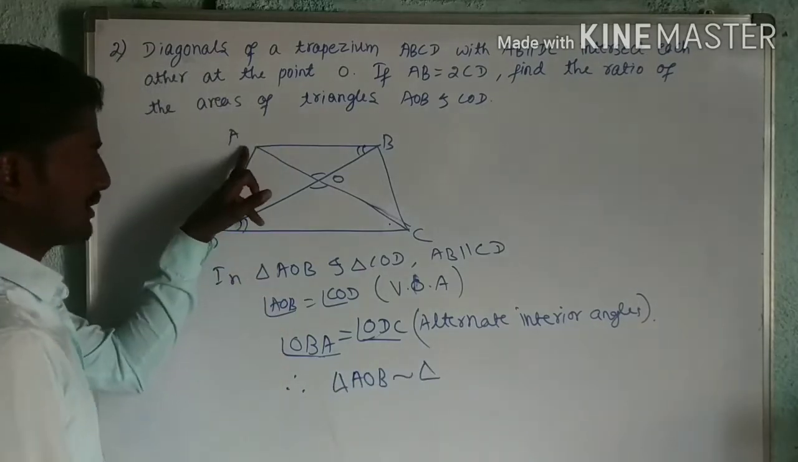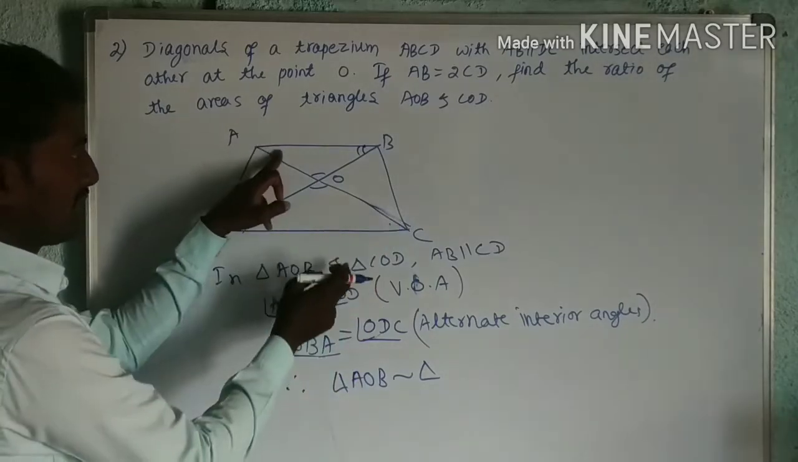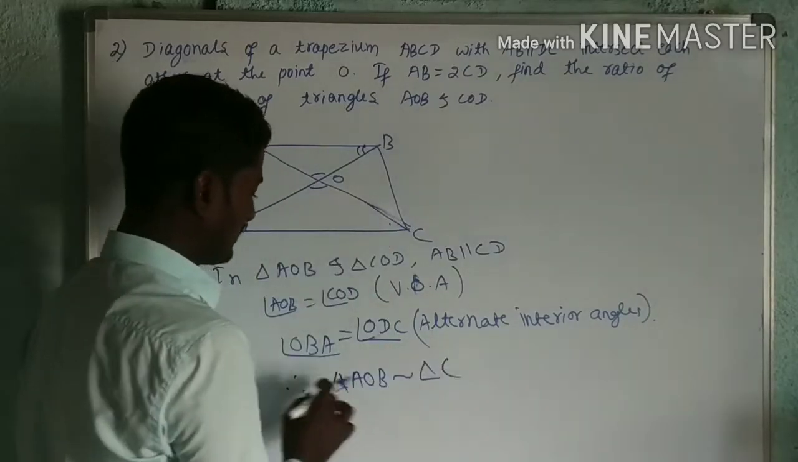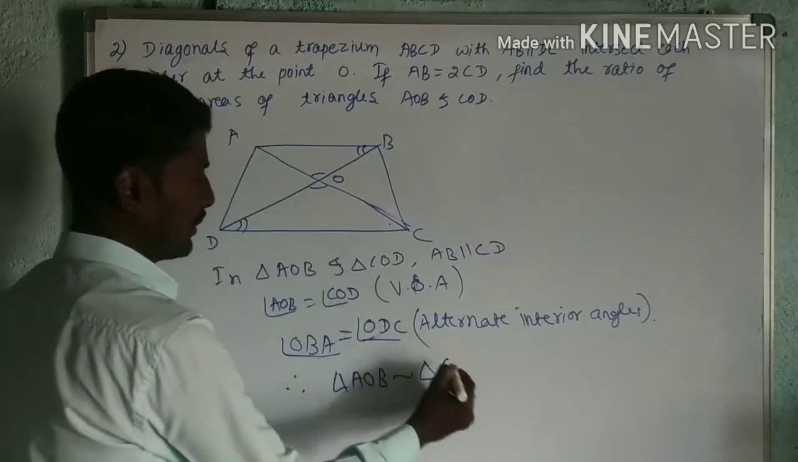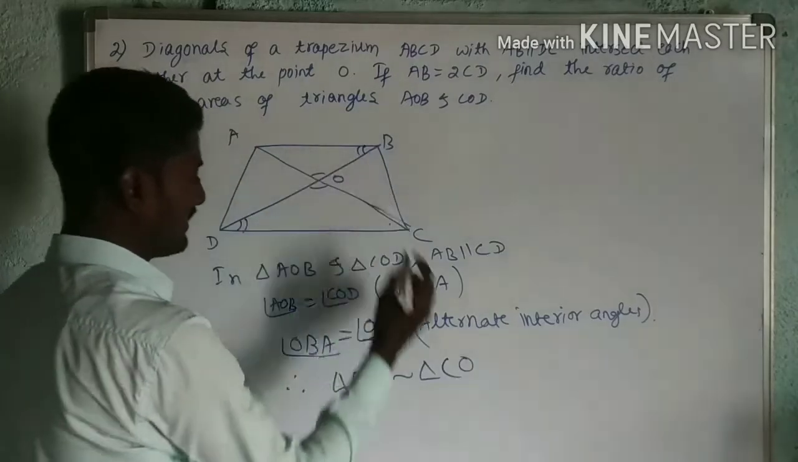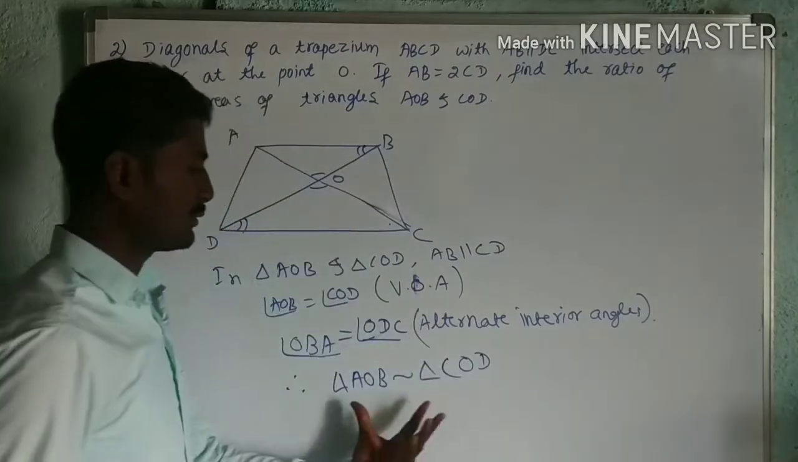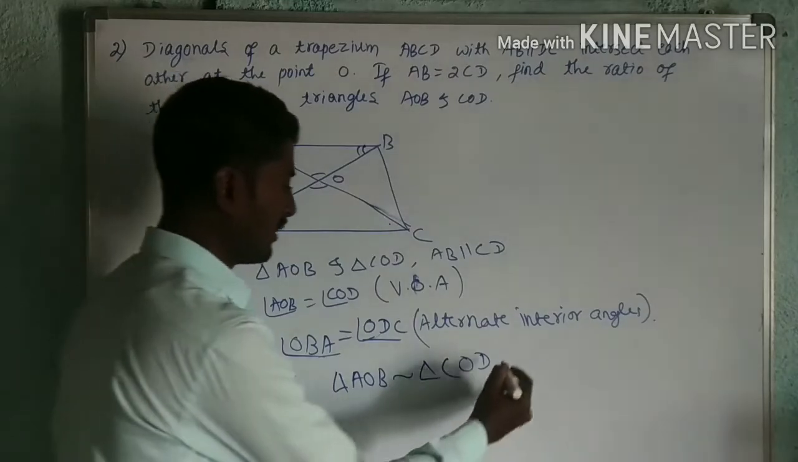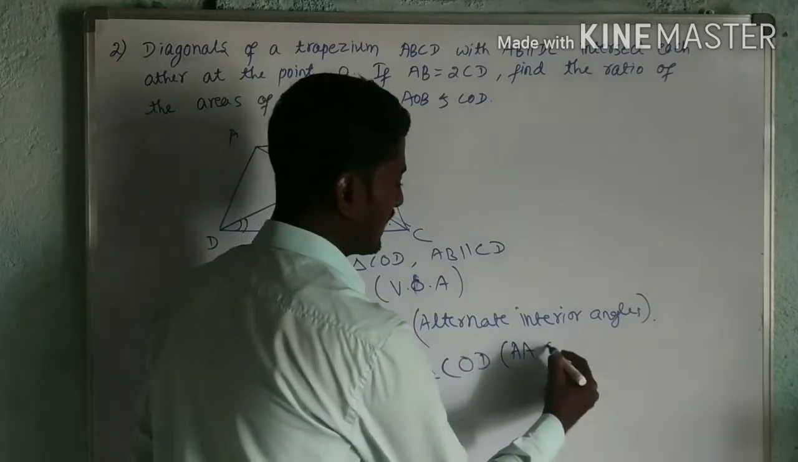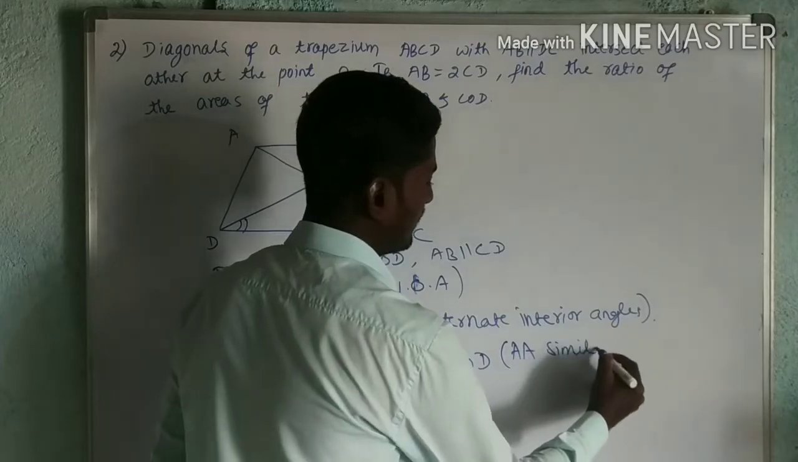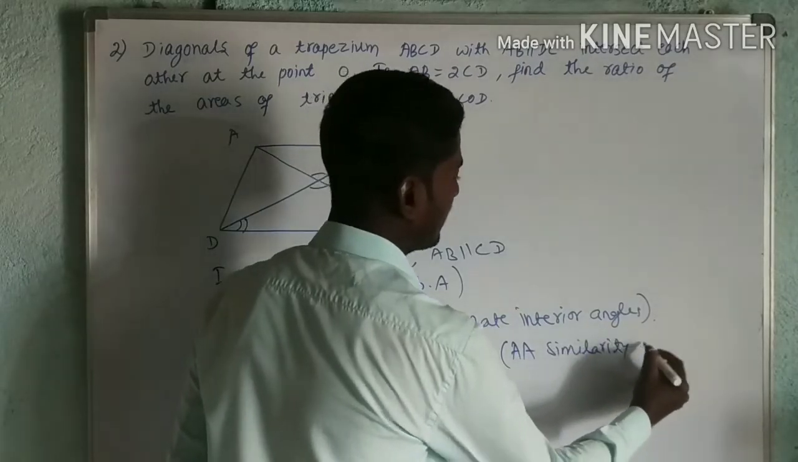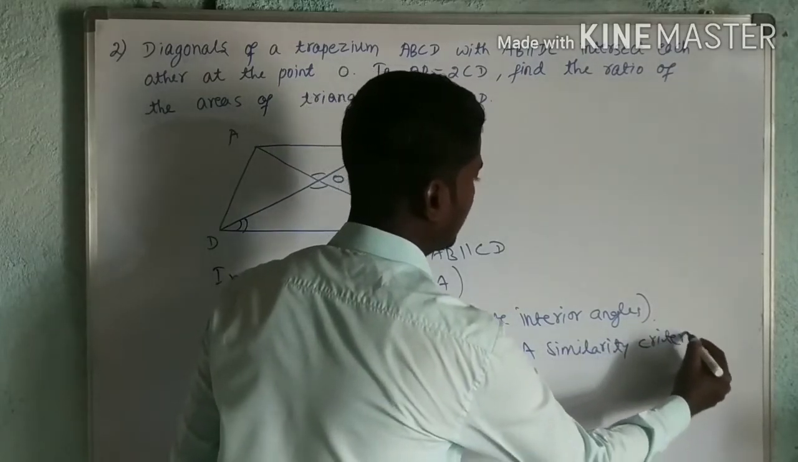for angle A I must write C, for O it is O only, then for B it is D. So triangle AOB is similar to triangle COD. These two triangles are similar by using the AA similarity criterion.